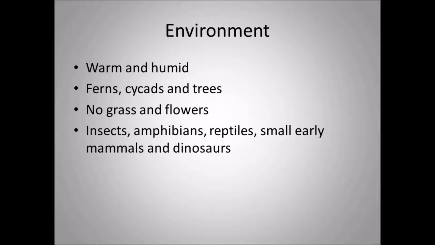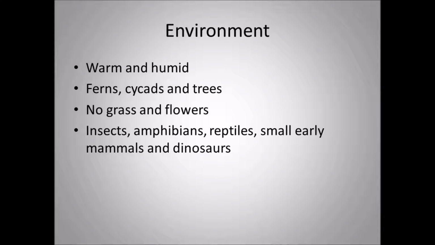Mostly for balance. The environment where Massospondylus lived would be warm and humid. There would be a lot of ferns, cycads, and trees, and of course, throughout the time of the Mesozoic era, there was no grass, and there weren't any flowers during the time of the Jurassic period.